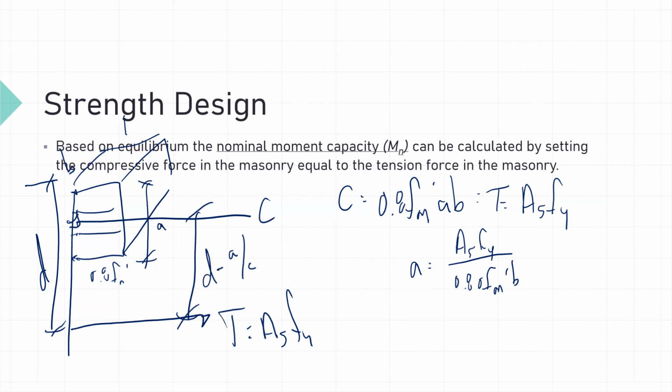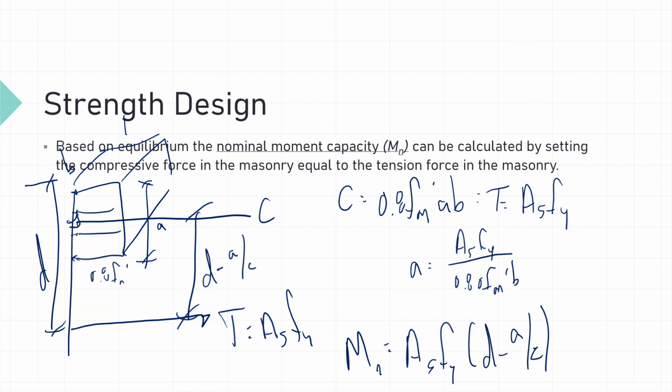If we want to know what our moment capacity is, we can quickly solve for that. So our nominal moment capacity, M sub N, would be our tension force or our compressive force, whichever you prefer. Tension force would be our area of steel times our yield stress times our internal moment arm. So D minus A divided by 2. And so we could solve directly for our nominal moment capacity using these variables.